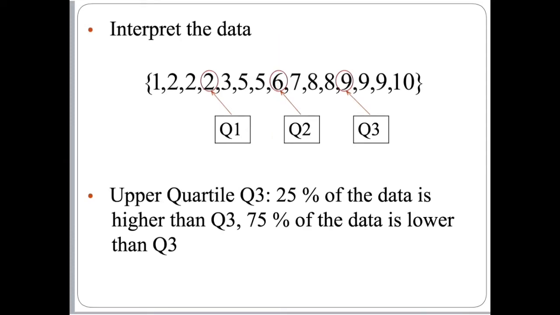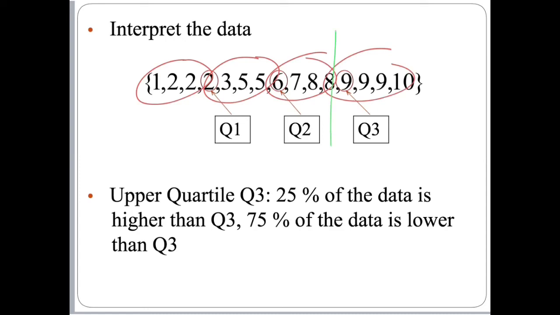Following along with Q3, again, we know that we have our quarters. There are 4 of them. We have, again, quarter 1, 2, 3, and 4. So looking at Q3, there are 3 quarters below that, 1 quarter above it. So in this case, 25% of the data is higher than Q3 and 75% of the data is lower than Q3.